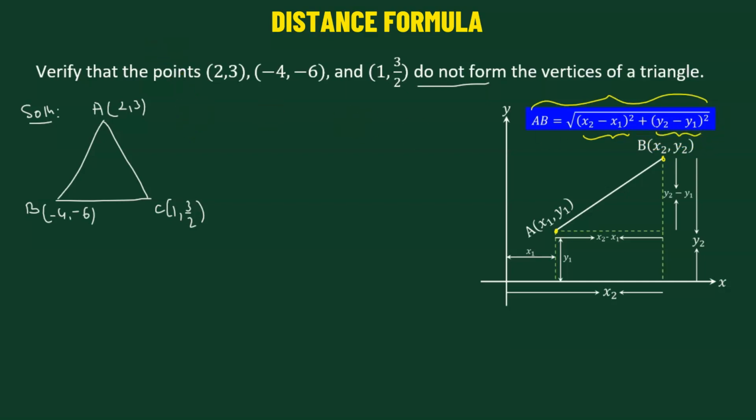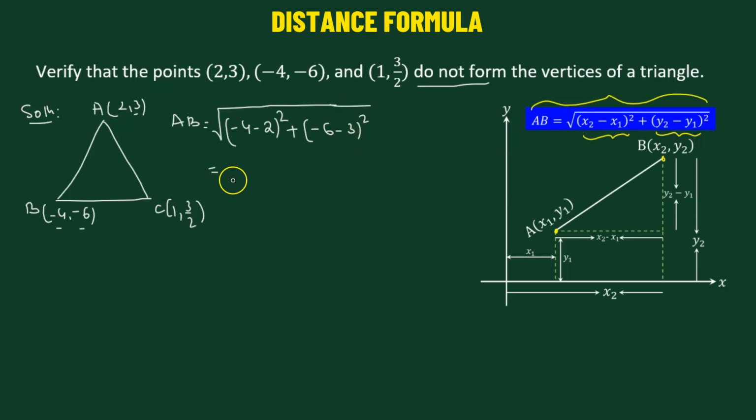So let's use this to find out the length AB. So AB is going to be equals to, we'll take the square root. So underneath the square root, first we'll take the difference of the x coordinate. We'll start with the x coordinate of B, so that's -4. And from it, subtract the x coordinate of A, so that's 2. So we have -4 minus 2, we're going to square this result. And we're going to add it to the difference of the y coordinates. So we'll start with the y coordinate of B, so that's -6. And from it, subtract the y coordinate of A, so that's 3. So we have -6 minus 3 whole square.